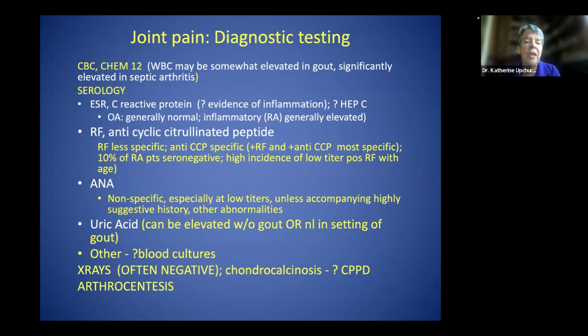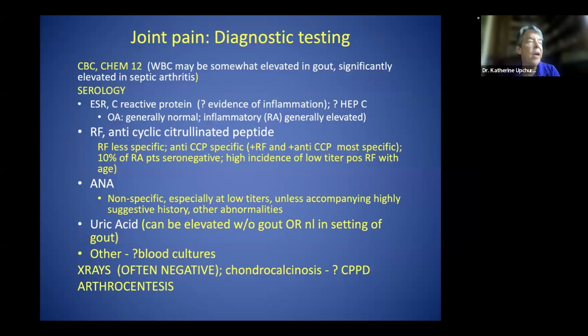The other serologies that you might consider would be hepatitis C testing, hepatitis B testing, also testing for rheumatoid factor, anti-cyclic citrullinated peptide, which is associated in many patients with rheumatoid arthritis. Less specific is the rheumatoid factor, but anti-CCP is highly specific, and both of them together are the most specific. 10% of rheumatoid patients are seronegative.